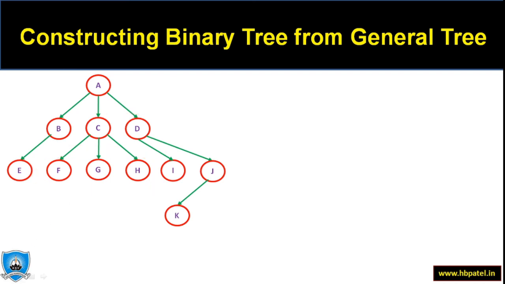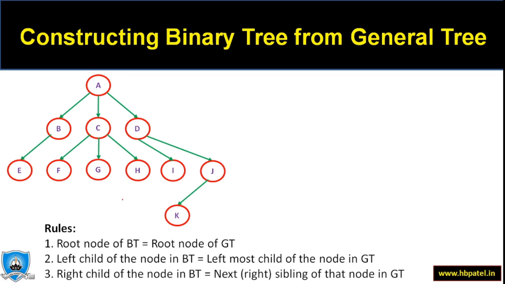Now, how do we convert this general tree into a binary tree? There are 3 basic rules to convert. The first one is that the root node of the general tree becomes the root node of the binary tree. So this is the first condition. This root will become the root for the binary tree, so A will become the root for the binary tree.